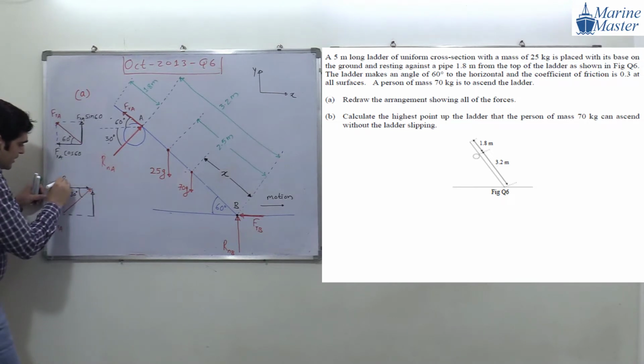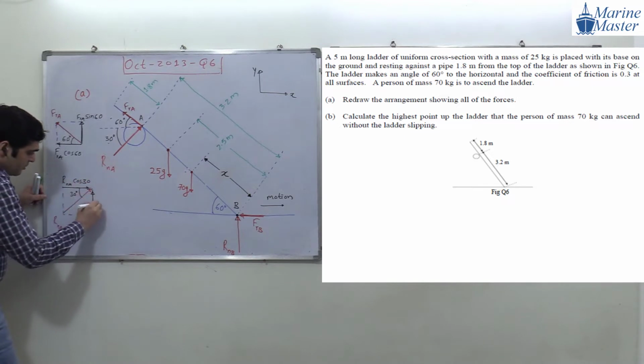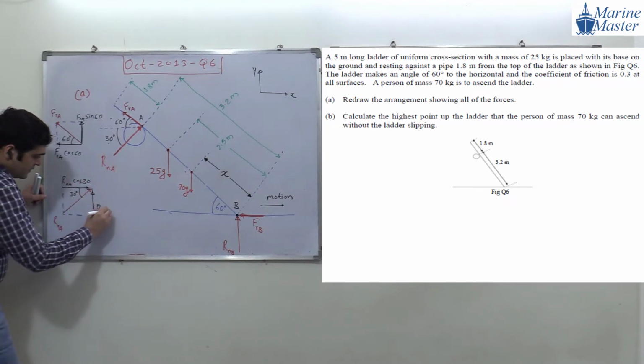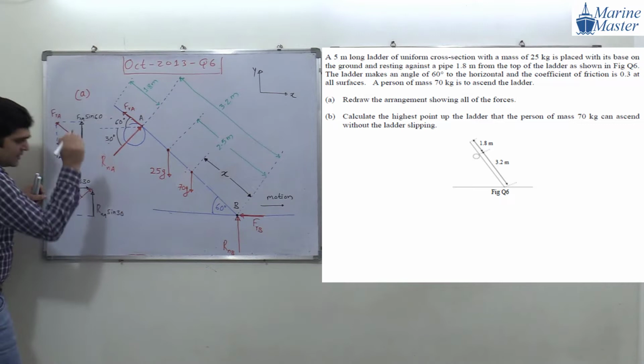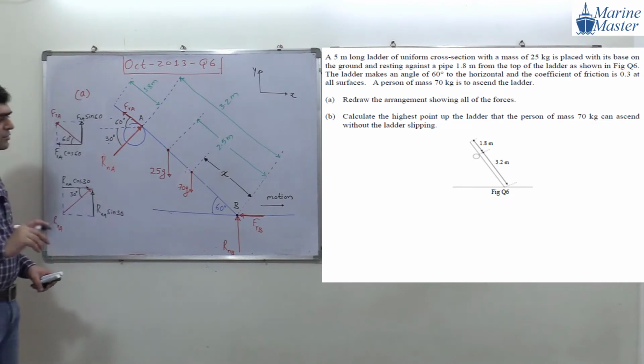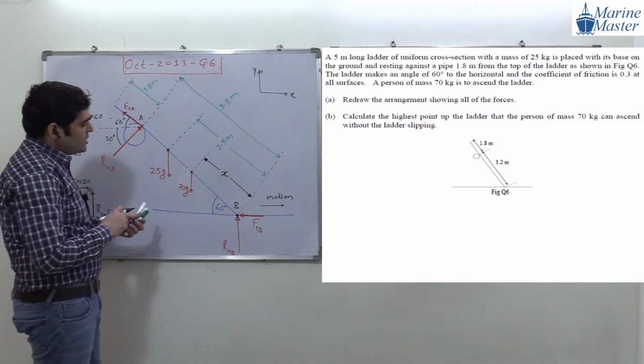So this is what? RNA, what? Cos 30. And this will be what, everyone? RNA sin 30. Okay, good. Try to see the point here. Now the next point is what?